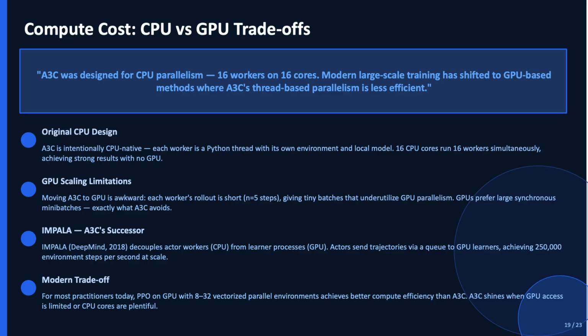A3C was designed in 2016 specifically to run efficiently on multi-core CPUs, at a time when GPU accelerated deep learning had become dominant for supervised learning but had not yet been fully adapted for the short rollout lengths typical of on-policy reinforcement learning.